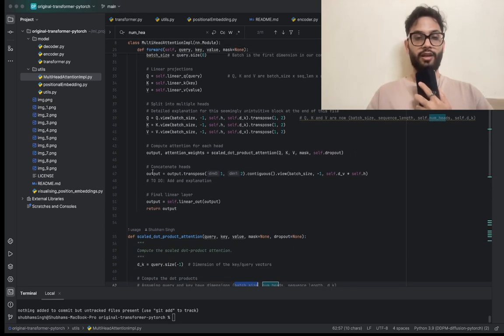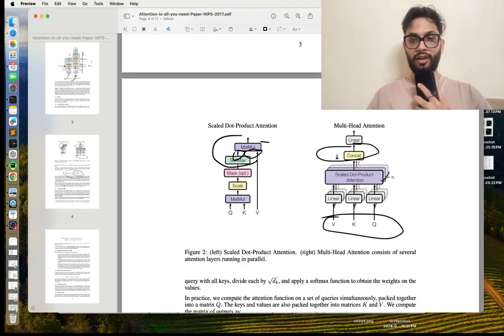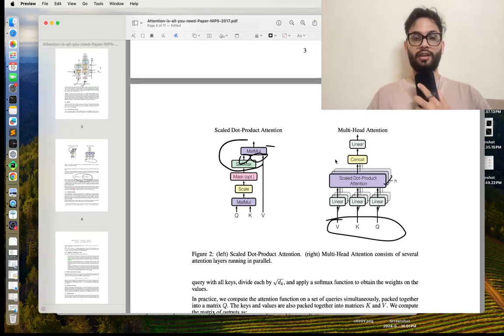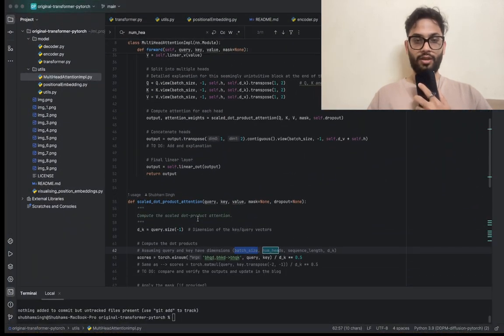So we'll concatenate them. How will we do that? This is what it says. We concat all the outputs, whatever we get, and then we add a linear layer. Concat here, we add a linear layer, and we are done.